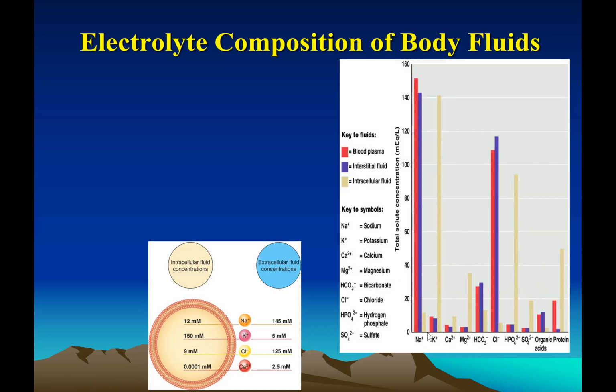See, sodium ion concentration is high outside the cell. That means it's high in blood plasma and ECF, whereas it's low inside the cell. Similar situation happening with chlorine also. On the other hand, if you take potassium and phosphates, they are high inside the cell. So these are important features of the electrolyte composition of body fluids.